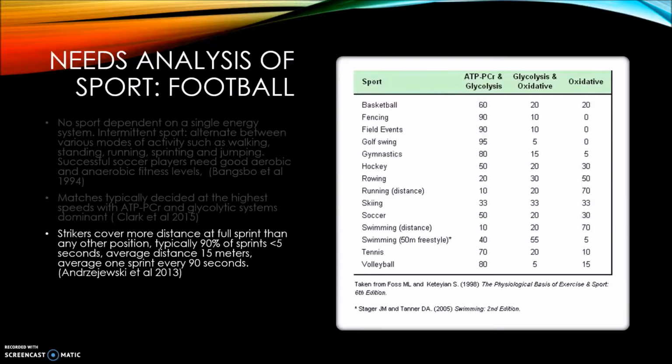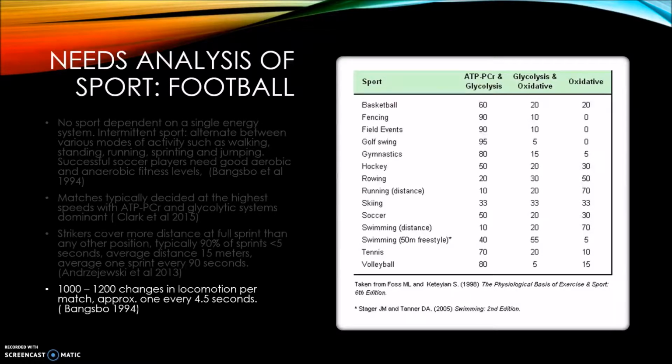And Andrzejewski et al. 2013 studied strikers and found that they cover more distance at full sprint than any other position. Typically 90% of their sprints are less than 5 seconds in duration. Average distance is 15 metres, and every 90 seconds they're going into a sprint. So we need to consider these when we're designing our programme.